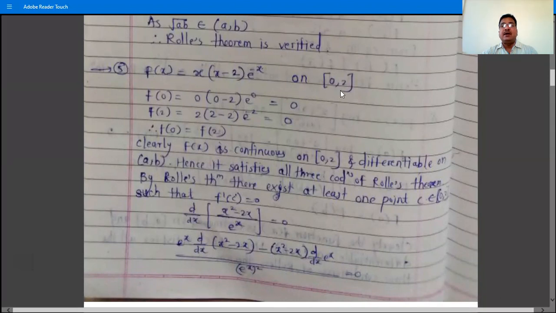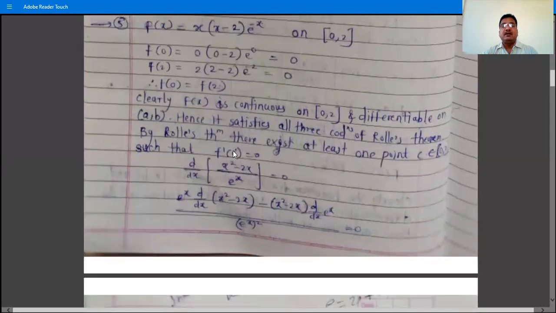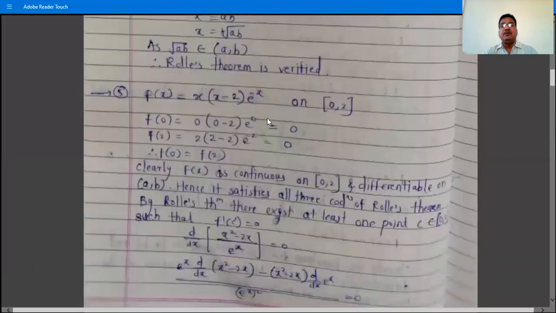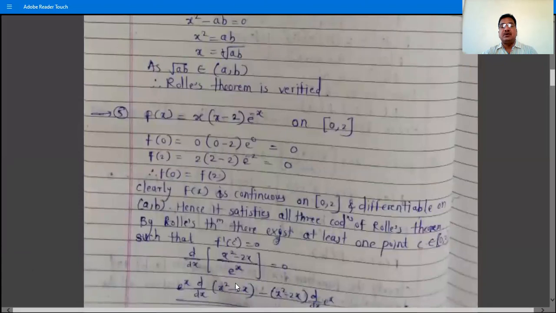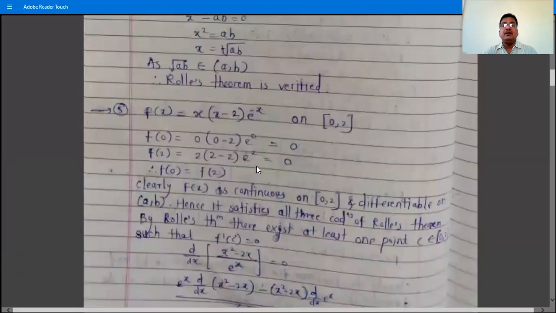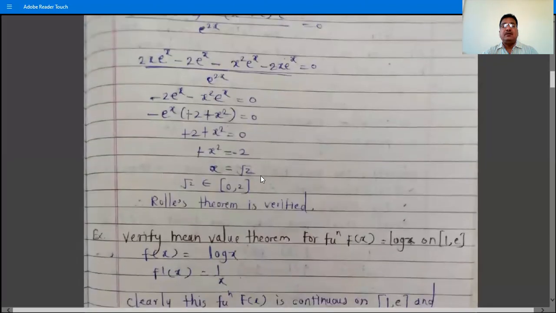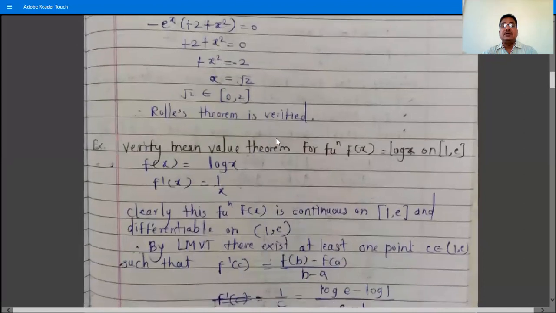The values at 0 and 2 are both the same, and therefore by Rolle's theorem, we take the derivative of (x - 2) e raised to minus x. Either use the u into v into w rule or the u by v rule. By shifting e raised to minus x to the denominator, use the u by v rule or the u into v into w rule. So we have this answer, root 2, where the value of c or x is root 2. Rolle's theorem is verified.